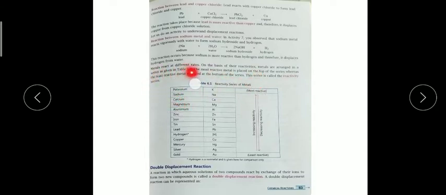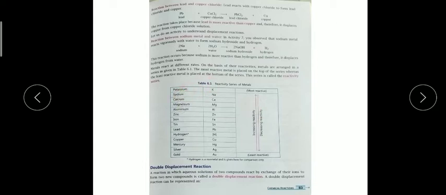Now, metals react at different rates. Some are reactive metals, some are less reactive metals. So on the basis of this reactivity, metals are arranged in the given table. The most reactive are placed at the top of the series, whereas the least reactive are placed at the bottom of the series. So this table is very important, and this is called the reactivity series of metals.